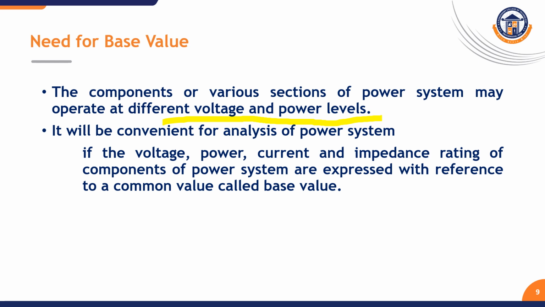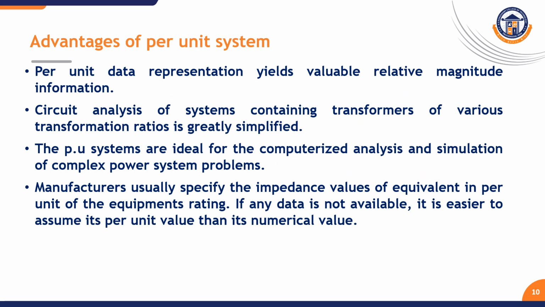It will be convenient for analysis in a power system if the voltage, power, current and impedance ratings of the components of the power system are expressed with reference to a common value. It is called the base value. Advantages: calculations are very easy. Per unit data representation yields valuable relative magnitude. Circuit analysis of systems containing transformers of various transformation ratios is greatly simplified. And per unit systems are ideal for computerized analysis and simulations.